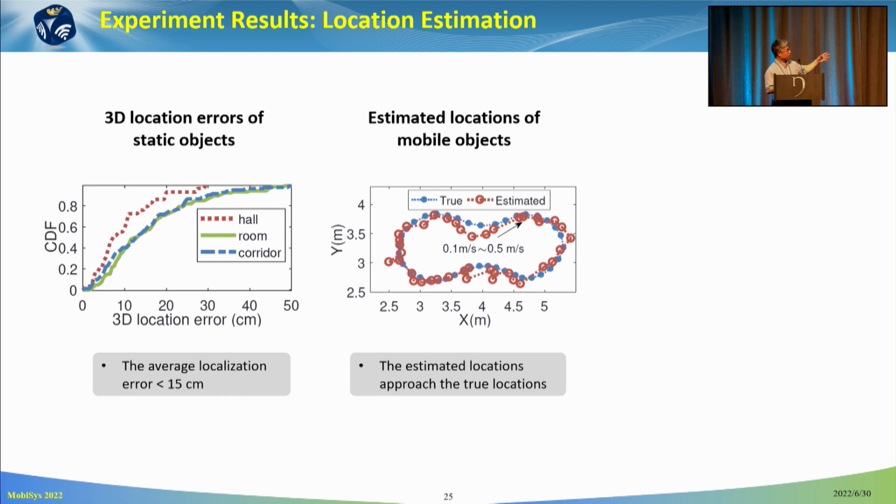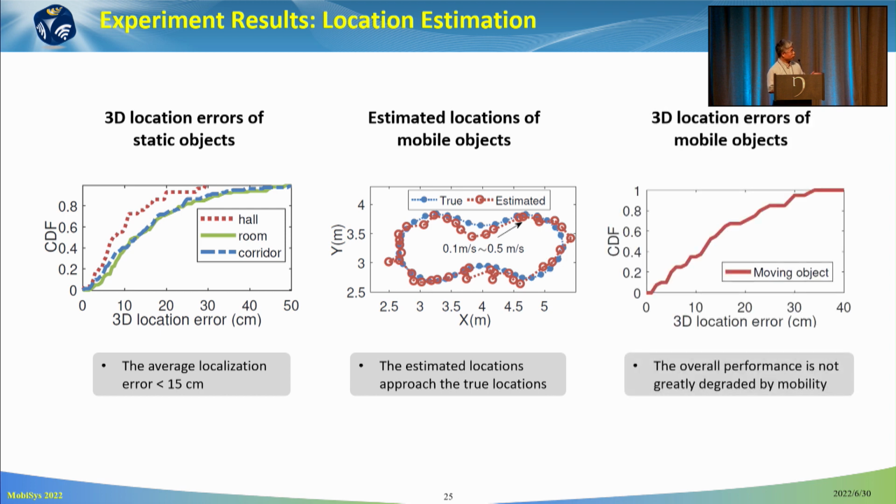So you can see that the estimated trajectory and the actual trajectory match each other quite well. And if you look at the overall CDF, the average location error is within 20 centimeters. So as you can see, the mobility impacts the accuracy a little bit, by a few centimeters.